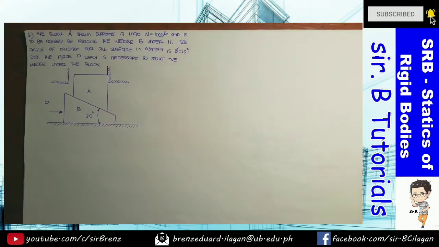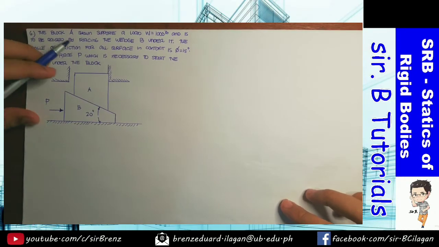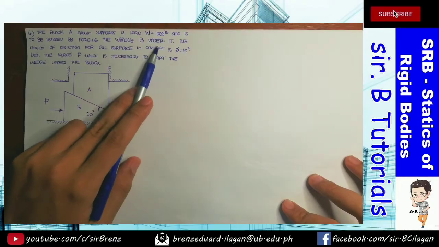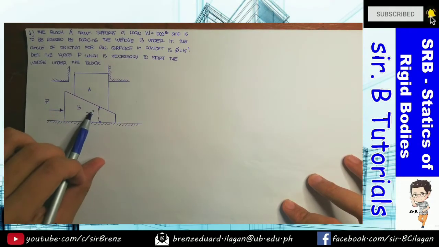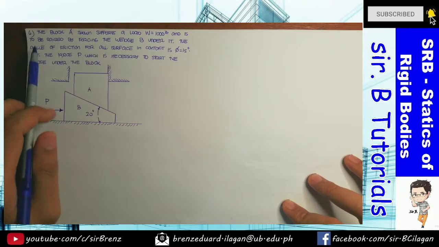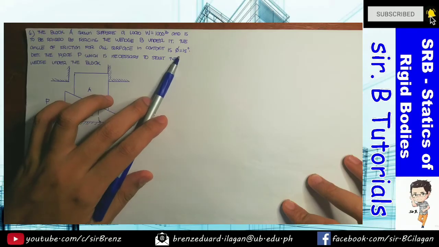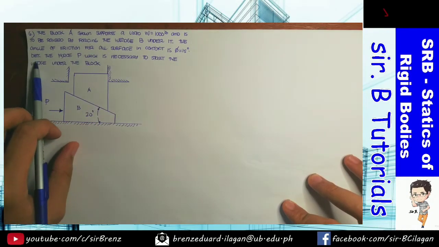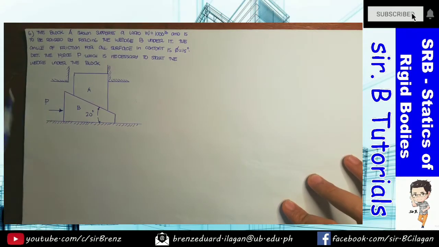Okay guys, so for our problem number 6, this is a problem under the topic of wedges. So the block A shown supports a load W which is equal to 1,000 pounds and is to be raised by forcing the wedge B under it. The angle of friction for all surfaces in contact is phi, or the angle of friction is equal to 15 degrees. Then determine the force P which is necessary to start the wedge under the block.